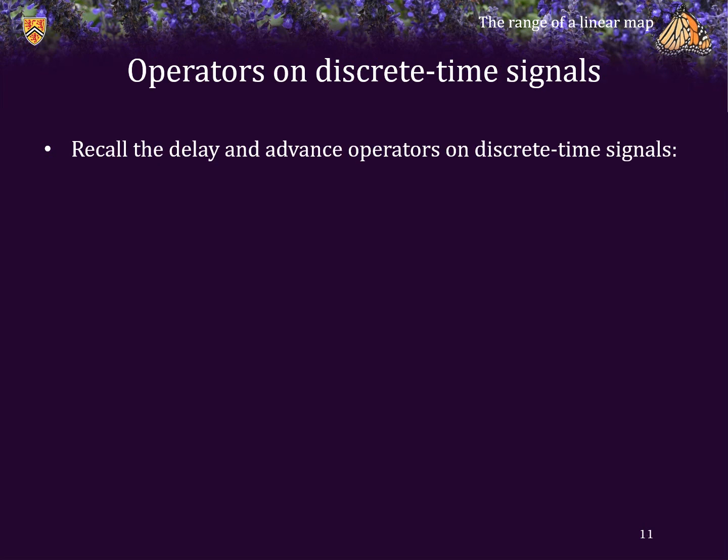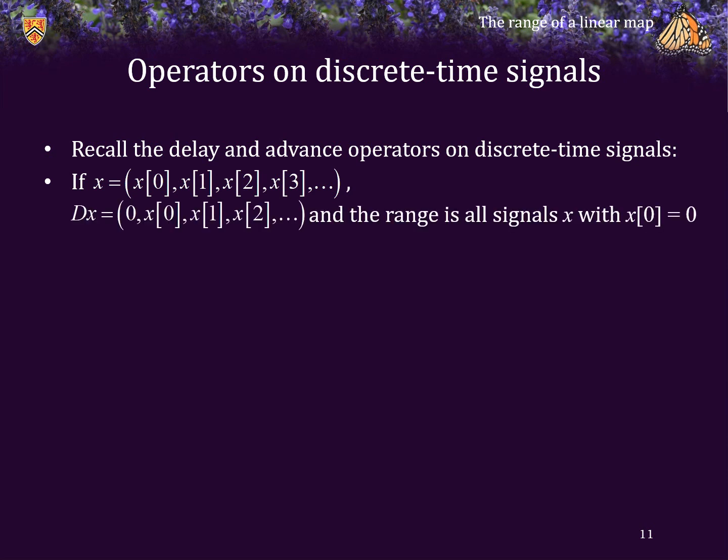Now, I'd like you to recall the delay and advance operators for discrete time signals. So if x is this discrete time signal, because the delay operator applied to x is simply all of the entries in x shifted over by 1, and the first entry is 0, it becomes clear that the range of the delay operator is all signals where the first entry is 0.